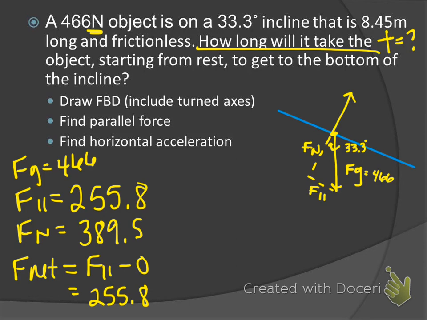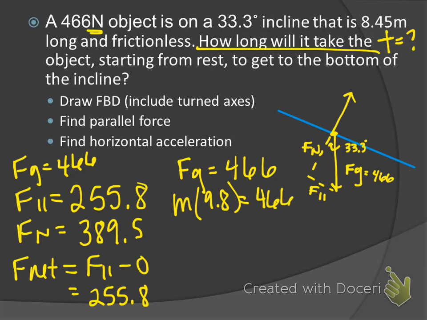Okay, that's an important step. So mass is not 466. Fg is 466. So I need to set mass times 9.8 equals 466, and I get, perfect, 47.6 kilograms for our mass. Okay, does that step make sense? That's going to be a step that we haven't really done before, but I need to make sure that it's making sense to everyone why we did that.